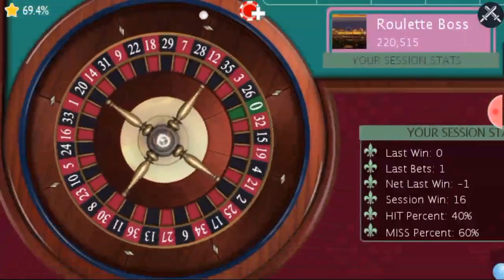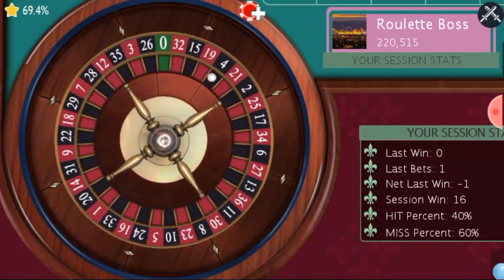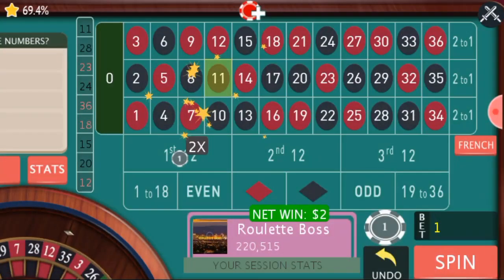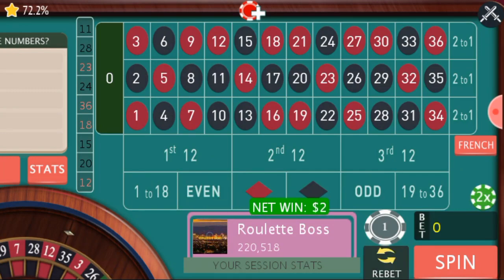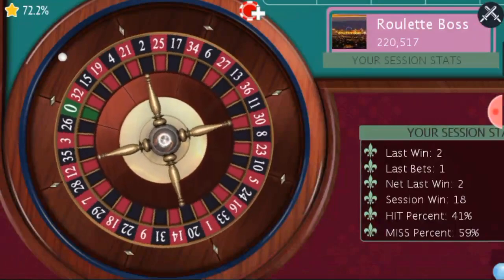Spin number 2. I have a hit on spin number 2. Anything greater than 17 units. I'm up to 18 units. I restart the entire progression. Spin number 1.